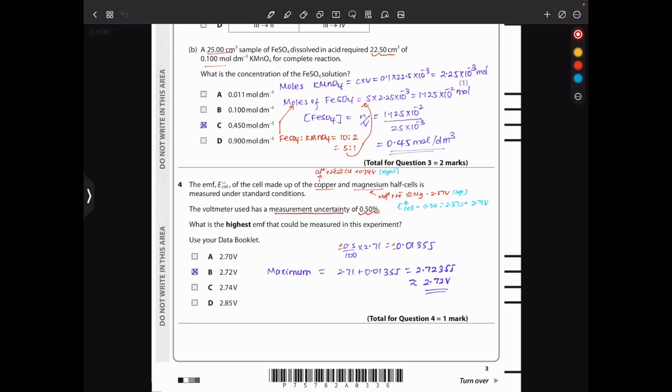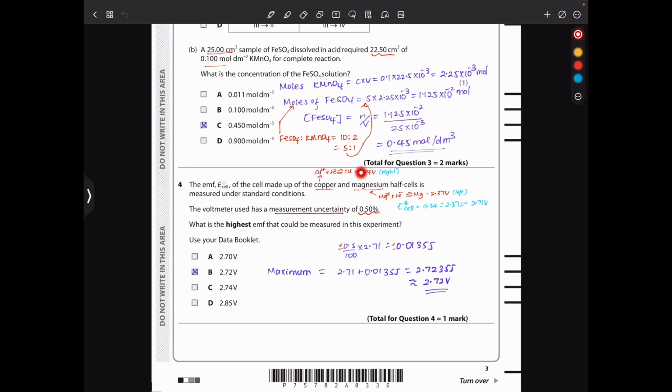In question 4, the EMF, E theta for the cell made up of the copper and manganese half cells is measured under standard conditions. The voltmeter used has a measurement uncertainty of 0.5%. What is the highest EMF that could be measured in this experiment? So we have to use the data booklet. Using the data booklet, I got the equation for copper and that for manganese with their corresponding E theta values. And I calculated the E theta for the cell.